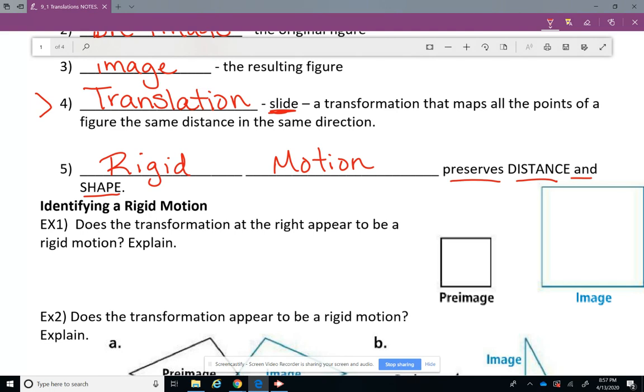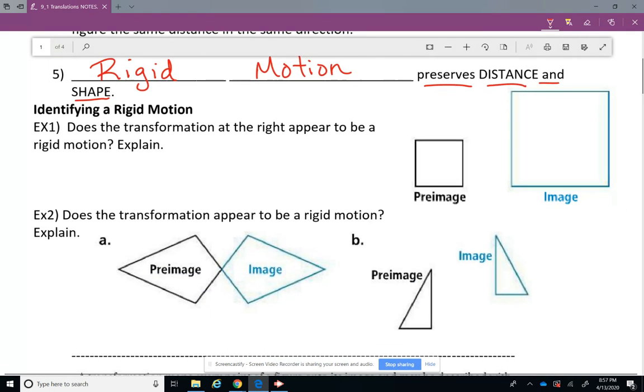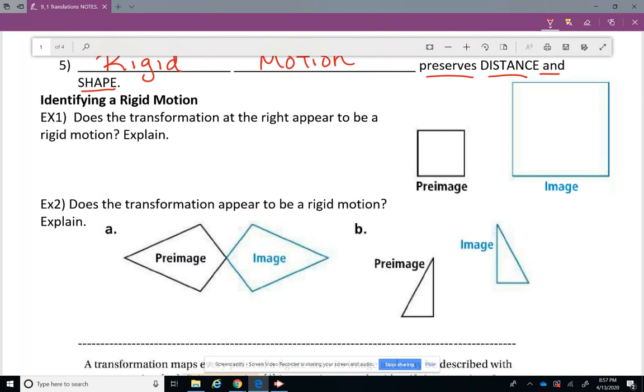All right, identifying a rigid motion. We're going to look at the pictures over here on the right. And we see that the pre-image, that's the original one. If you want to put that until you get used to the terminology, that's the original one. All right, the image is the new one. So does the transformation at the right appear to be a rigid motion? So think about what has to be true about a rigid motion. The image and the pre-image must preserve distance and angle measures.